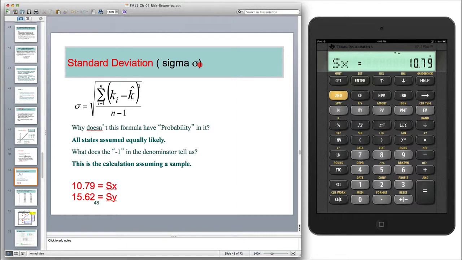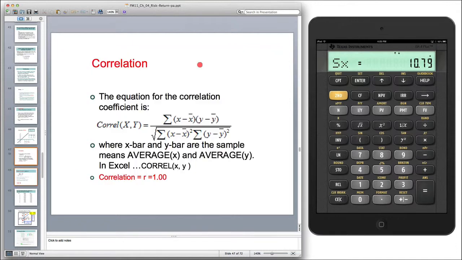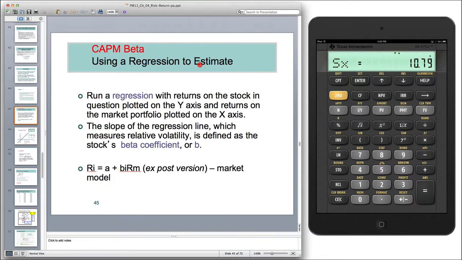This concludes this particular module, which went over the concepts of standard deviation, correlation, and the CAPM beta, and their calculation via the BA2 Plus finance calculator.